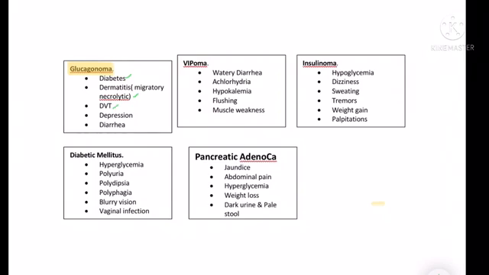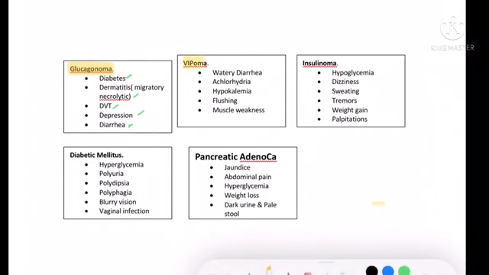There will be deep venous thrombosis. There will be depression and diarrhea. So we have dermatitis given in this image, diabetes or hyperglycemia given in this question, and diarrhea. So we can say that our answer could be glucagonoma. So let's see the other options.